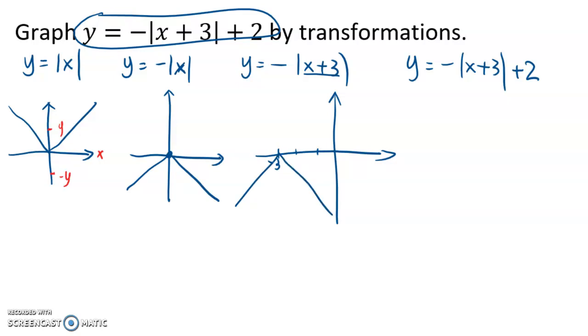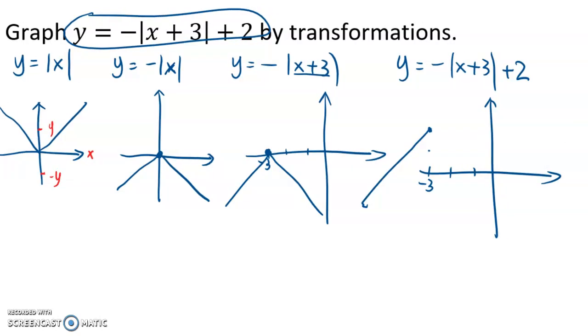Okay, now last transformation is add 2 to the whole function. That means shift the graph 2 units up. So now this turning point will turn from -3, 0 to -3, 2 because the whole graph is shifted 2 units up. Right, so your graph will look like this.